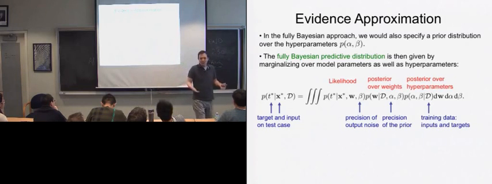What should this alpha be? Should it be 1? Should it be 10? Should it be 1,000? If you have a good knowledge about what you're trying to model, you can specify it. If not, you can say, well, maybe I'm going to put some prior on alpha.